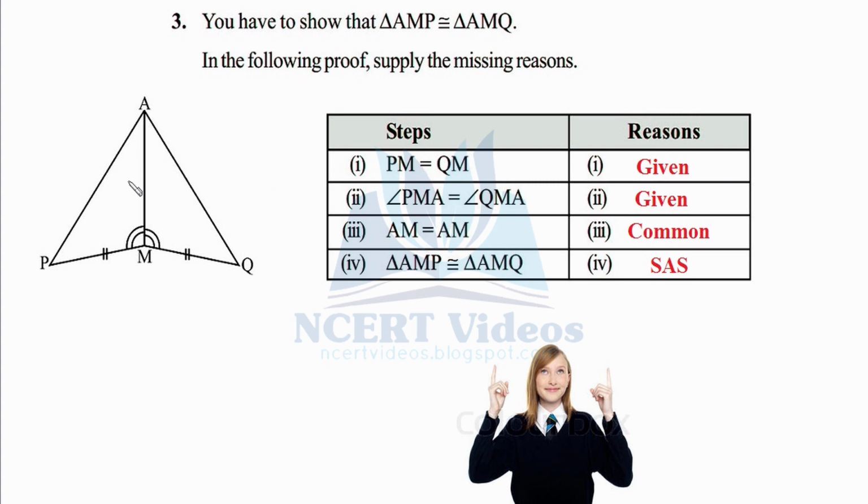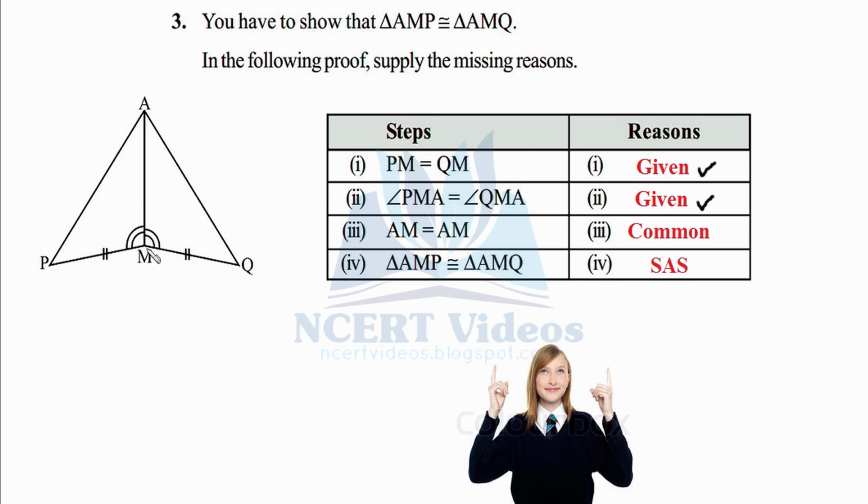So first is PM equals QM. Why is it so? Because it is given by two parallel lines that this line segment is equal to this line segment. That is given to us. So the first one is given. And second, angle PMA equals angle QMA. Again it is given, represented by two arcs. This is given to us. Given means this information is provided to us in the question itself or in the figure itself.